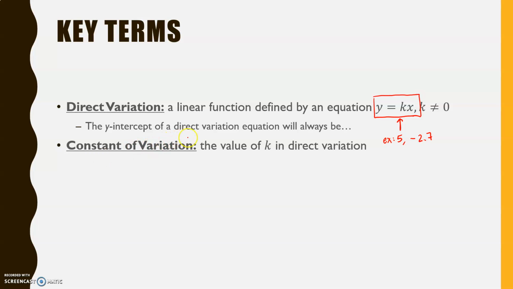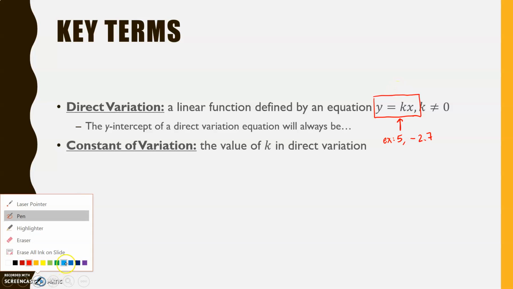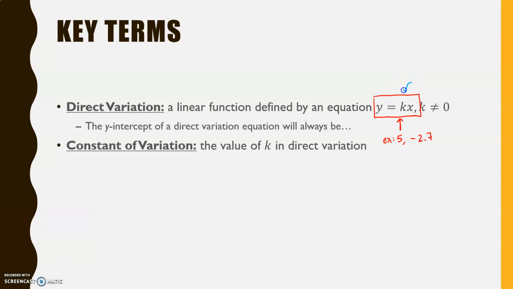The y-intercept of a direct variation equation will always be what? Thinking about this equation and what we know about linear equations, we should remember, hopefully, if not, we'll review it tomorrow, that the number in front of x represents the slope, and the number that's added on to the end is the y-intercept. But in this case, there's nothing added on, so the y-intercept of a direct variation equation will always be 0 every single time.